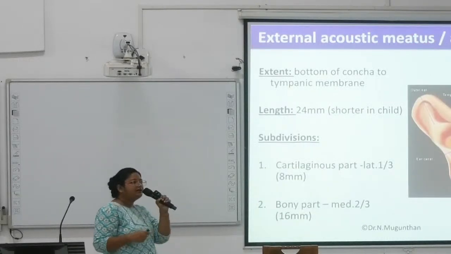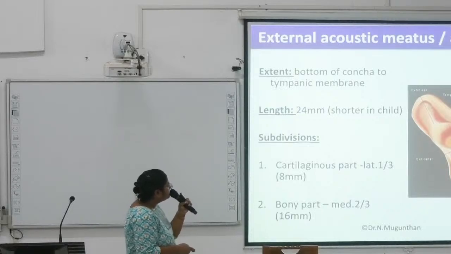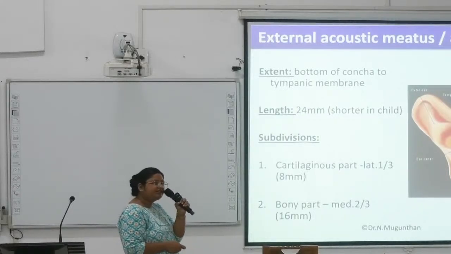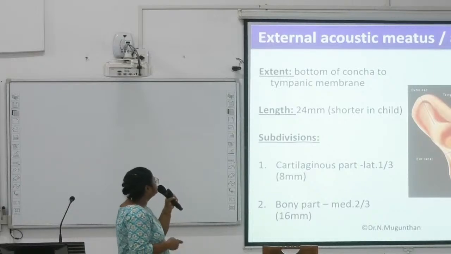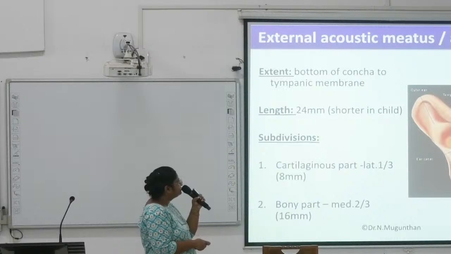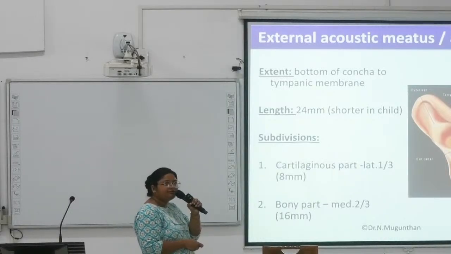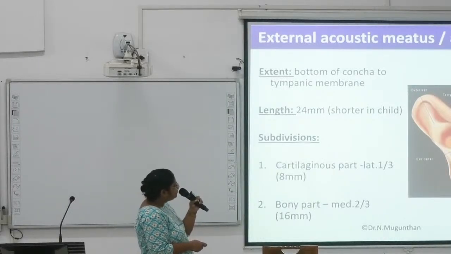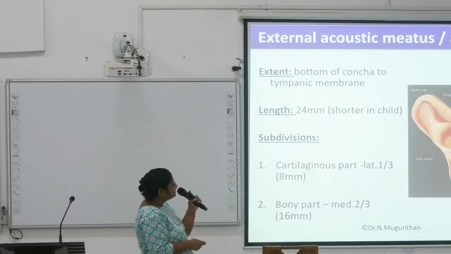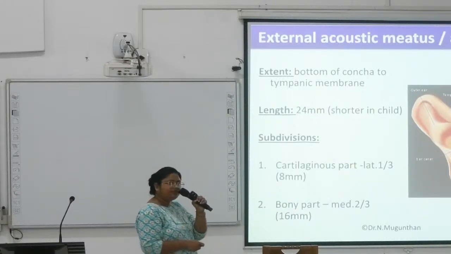Now we go to the, after the pinna, we enter into the external auditory meatus or auditory canal. So what is the extent? From the bottom of the concha to the tympanic membrane. See, this part is concha, you have learnt in the previous picture. So from the bottom of the concha up to the tympanic membrane, this part is known as external auditory meatus.